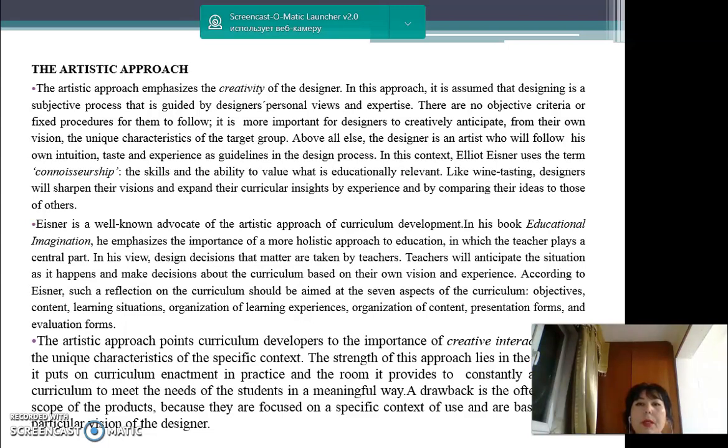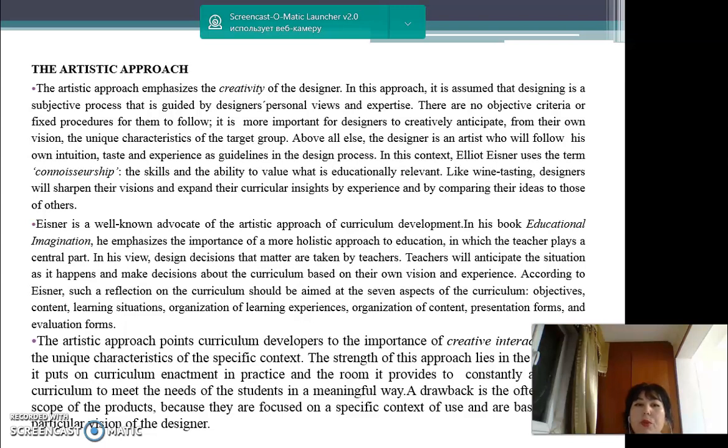Teachers will anticipate the situation as it happens and make decisions about the curriculum based on their own vision and experience. According to Eisner, such a reflection on the curriculum should be aimed at the 7 aspects of the curriculum: objectives, content, learning situations, organization of learning experiences, organization of content, presentation forms, and evaluation forms.